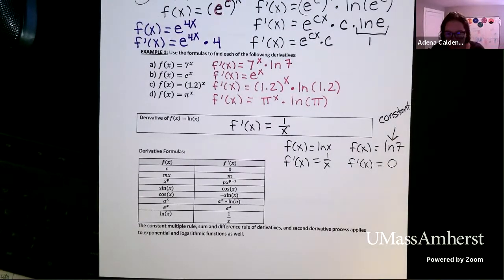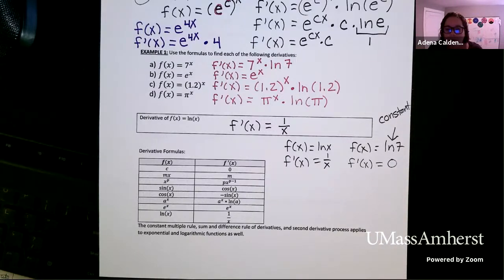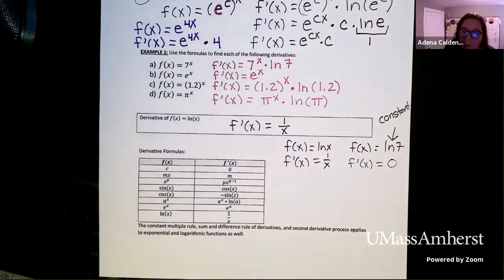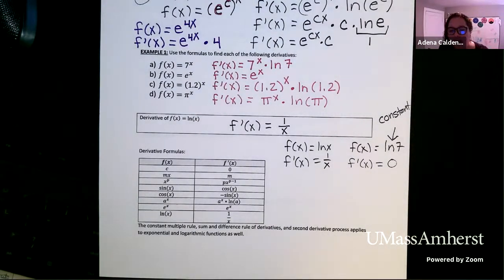Now, just like last time with the power rule, the constant multiple rule holds true for exponentials: if you have a number in front, that number is going to multiply the derivative. The sums and differences rule also applies, so if you add or subtract terms that have exponentials or logarithms, you can still just go term by term.